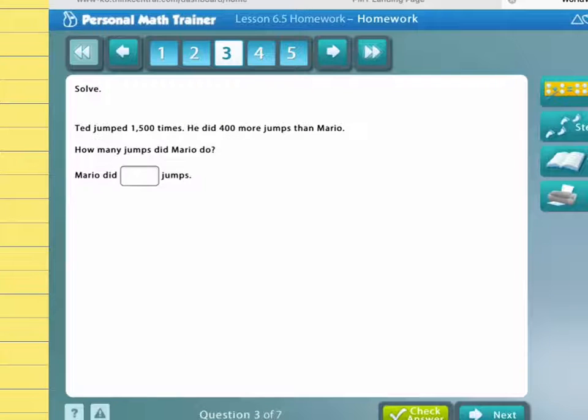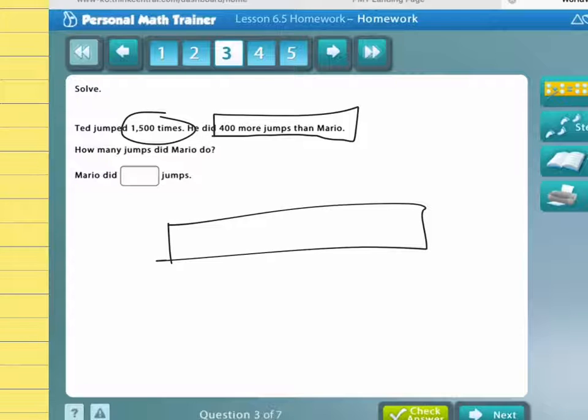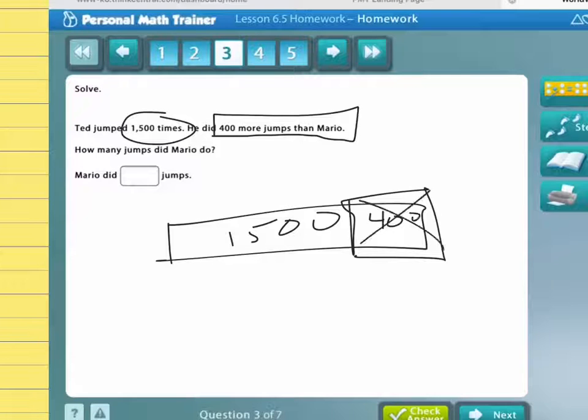Same problem here. Ted's jumping 1,500 times. He did 400 more jumps than Mario. So you ask yourself, who did more, Ted or Mario? So Ted did more. And here's Ted here, and that's the 1,500. And Ted did 400 more. So if I take away 400 here out of the 1,500, that would be how much Mario jumped. So we don't know what Mario jumped. We have to do a comparison, comparing Mario to the total. But we know that Ted is 400 more than Mario. So Mario plus 400 would have to equal 1,500, or 1,500 minus 400 will equal Mario.